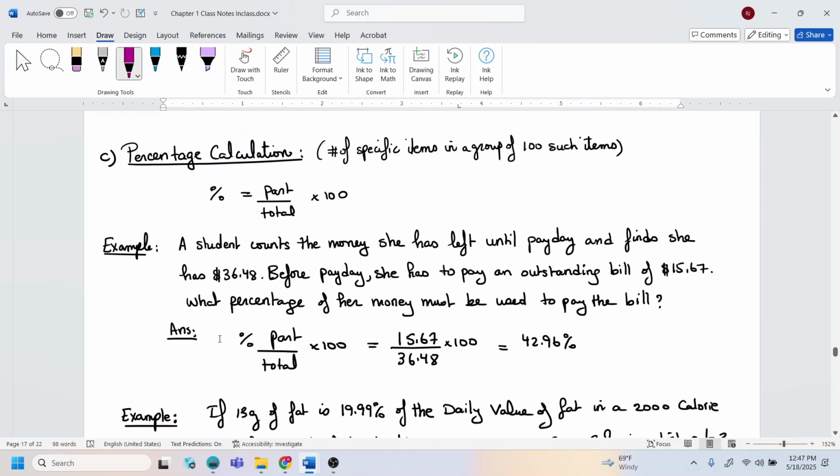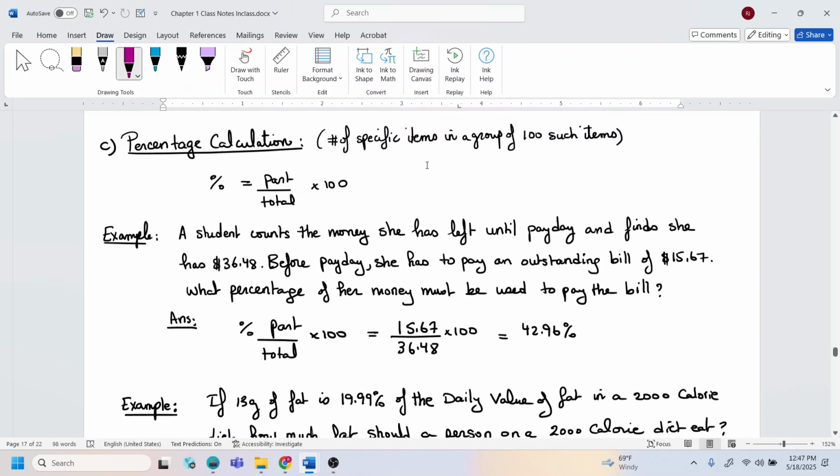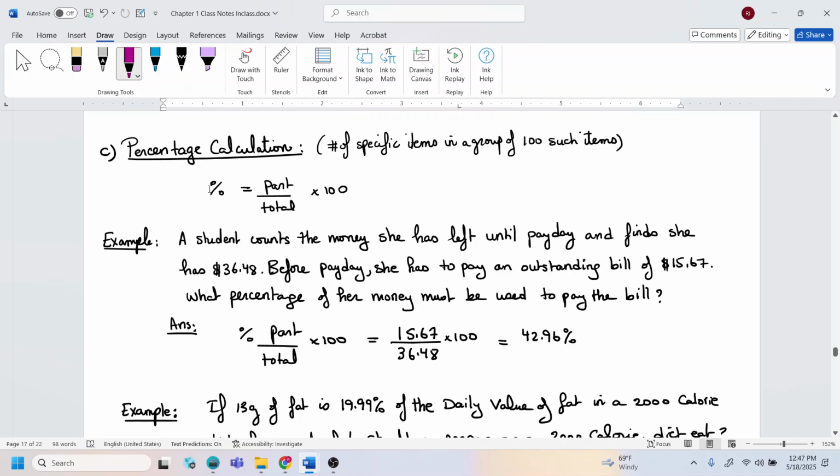Percent calculation. This is the number of specific items in a group of 100 such items. So the formula for this percentage is part divided by the total. Any formula that is given in this course, you don't have to memorize, because at the end, you're going to have a sheet for every single chapter that includes all of these formulas, and you're going to bring those with you to the exam. This is one of them. You don't have to memorize that.